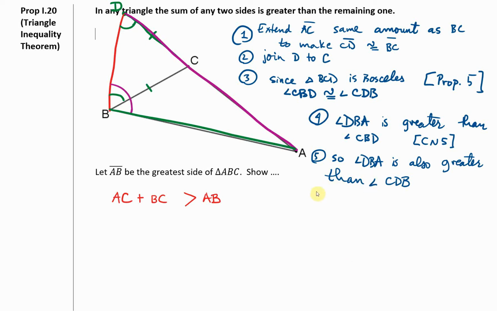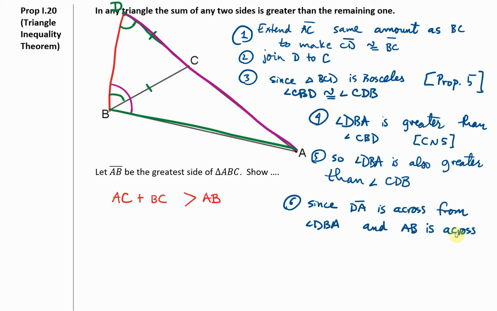So since DA is across from DBA, and AB is across from CDB, that's the green angle, DA is greater than AB. Okay.